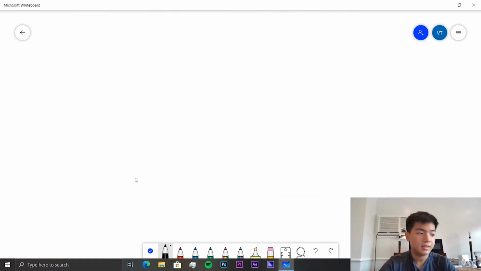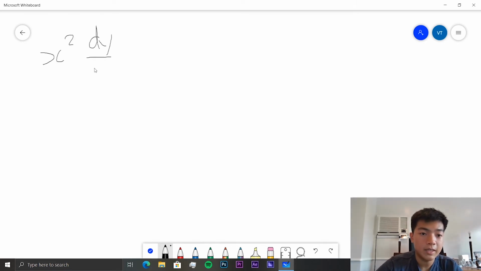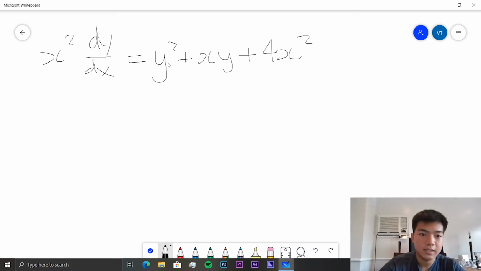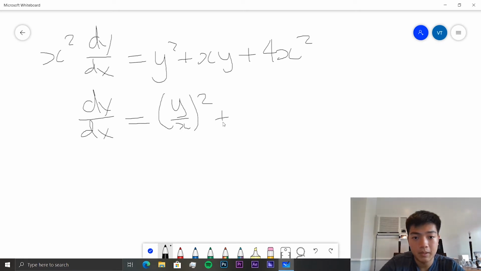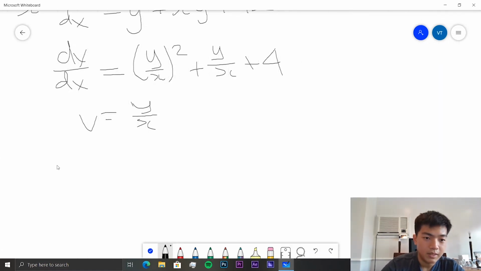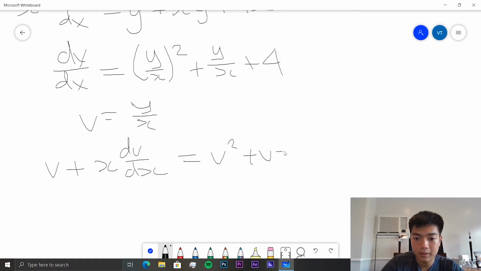And the next question is, we have x squared dy over dx is equal to y squared plus xy plus 4x squared. So we can divide, I think, both sides by x squared. So we have dy over dx is equal to y squared over x squared plus y over x plus 4. So we have v is equal to y over x. So again, we can substitute here. This is going to be v plus x dv over dx is equal to v squared plus v plus 4.